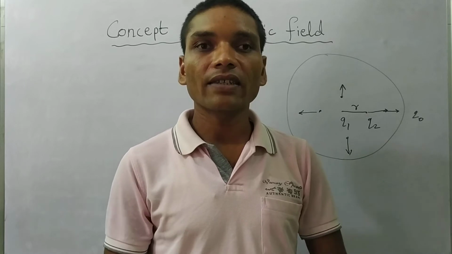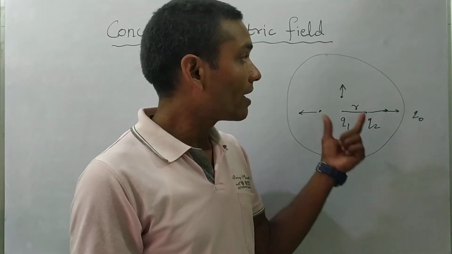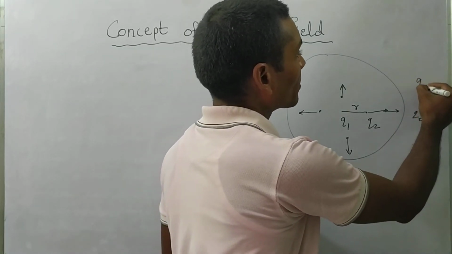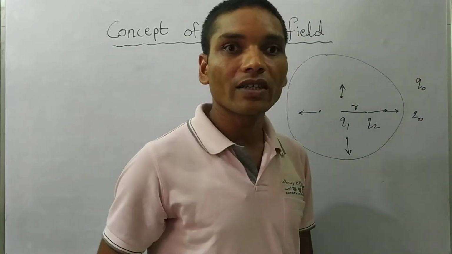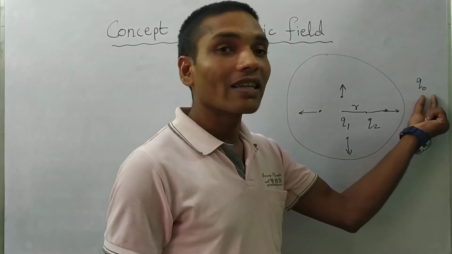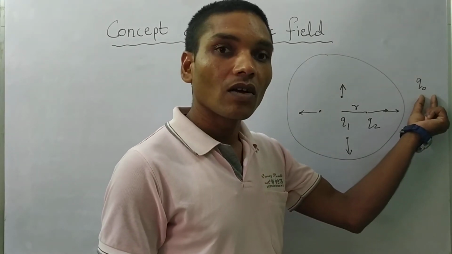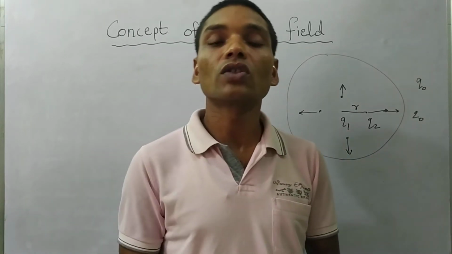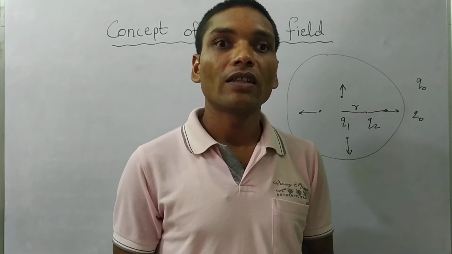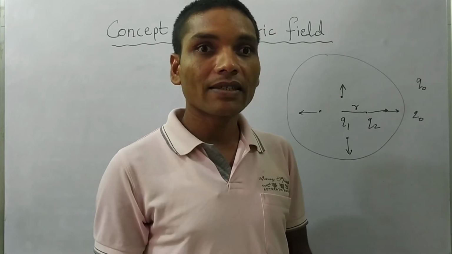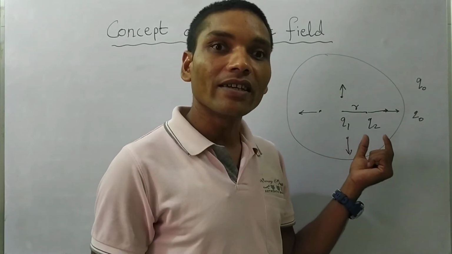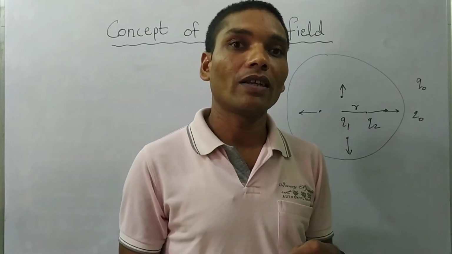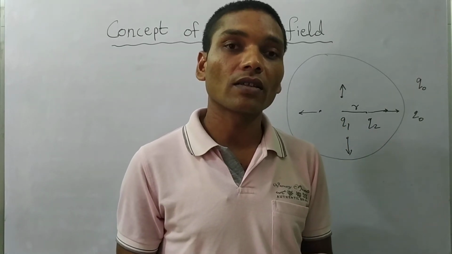To test the existence of this electric field, a test charge Q0 is taken. This charge is called the test charge. And this charge Q1 is called the source charge, because the electric field is produced here due to Q1. That's why this is called the source charge.